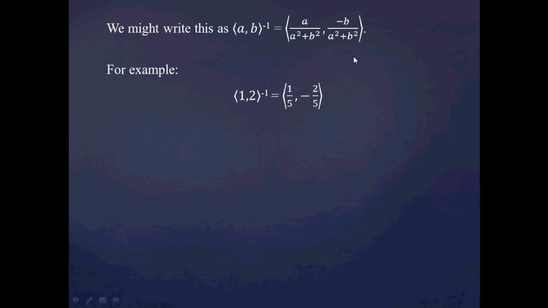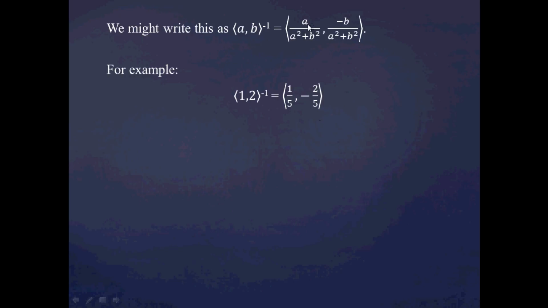To take a numerical example, let's say we want to find the inverse of (1, 2). So I'm looking for (1, 2) inverse. I just apply this formula here. First, let's look at a squared plus b squared. That's going to be a sum of squares of the components. So I get 1 squared plus 2 squared, which gives me 5. So 5 is going to appear in the denominators here.